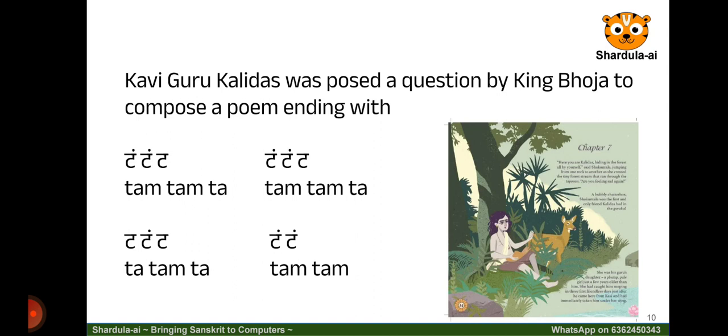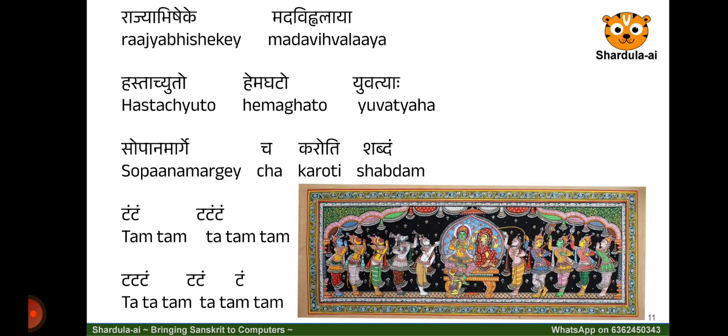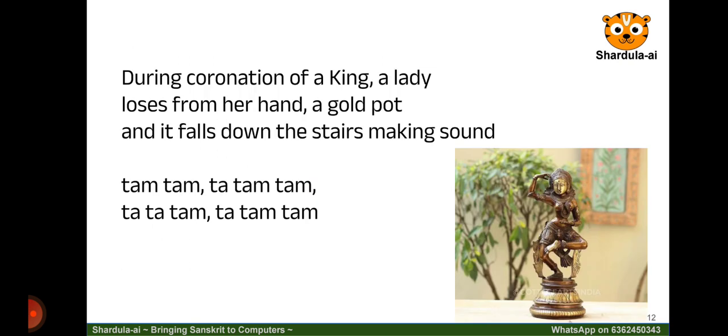And Kaviguru Kalidasa composes it like this: Rajabhisheke madavihvalaya hastachyuto hema ghato yuvatya sopana marge cha karoti shabdam, tum tum ta tum tum ta ta tum ta tum tum. So, during the coronation of a king, a lady loses a gold pot from her hand and it falls down the stairway, making the sound tum tum ta tum tum ta ta tum ta tum tum.